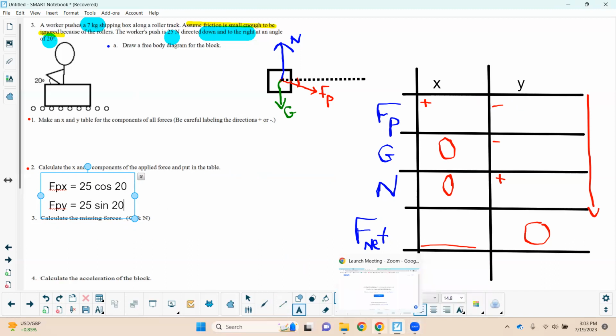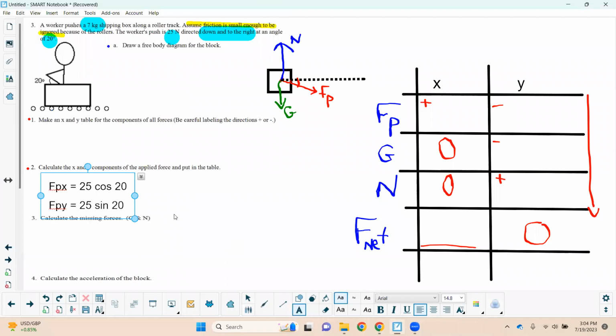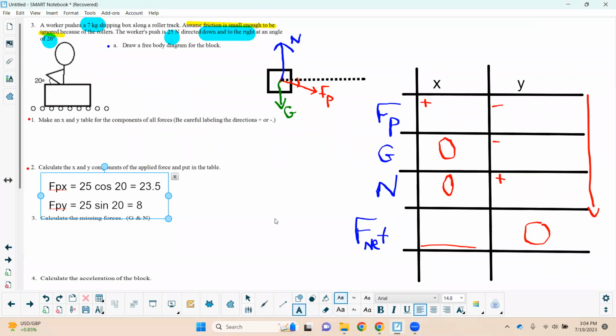I'm going to put those in my Desmos calculator here. So it's going to be 25 cosine of 20. Again, your calculator might be a little bit different in the order in which you have to type it in, but that's how this one works. So it's 23.49. I'm just going to round that to 23.5 for the X. And for the Y, we'll do the same thing. We'll just change out cosine for sine to get the Y. And that one's 8.55. I'll just say it's 8.6.